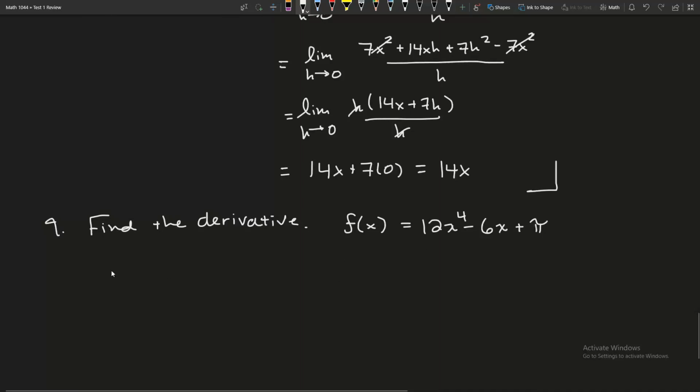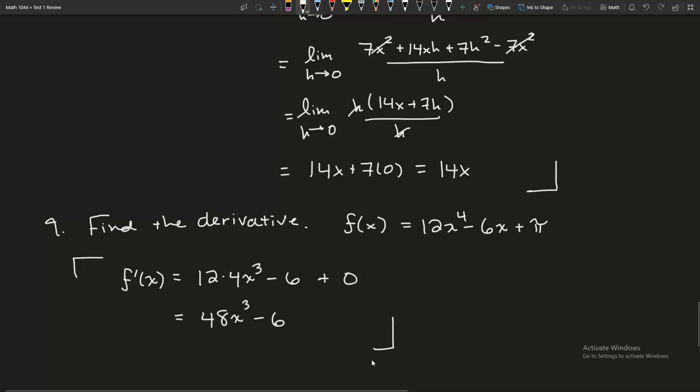So the derivative here, f prime of x, we just go term by term. So the derivative of x to the 4th is 4x cubed. So we'd have 12 times 4x cubed minus 6. And then remember, the derivative of pi is actually 0. So we would just end up with the derivative of 48x cubed minus 6. And that's it for number 9.